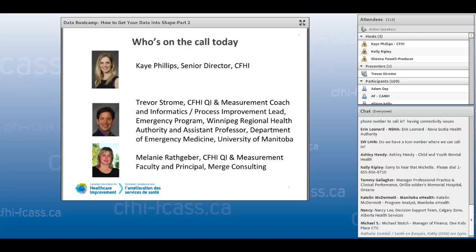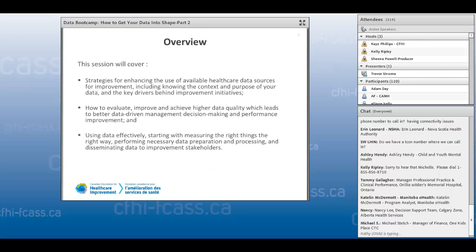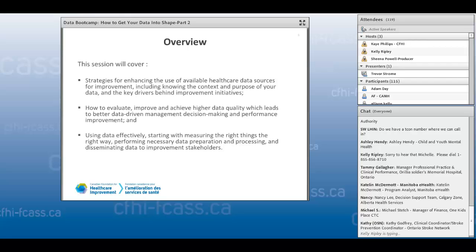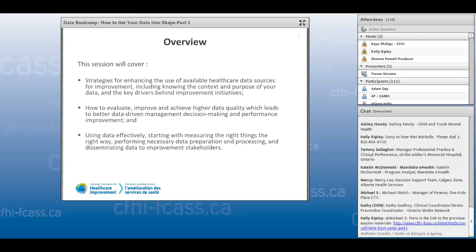Now, on today's call, we're going to continue our conversation from the first webinar in October, which focused on getting back to the basics when it comes to healthcare data for improvement. In today's webinar session, we're going to start by talking about strategies for enhancing the use of available data sources for improvement. We'll drill down into how to evaluate, improve, and achieve higher data quality, which in turn leads to better decision-making and performance improvement. And we'll introduce participants to effective ways to use data, including measuring the right things the right way, the way that data preparation and processing and disseminating data to stakeholders can be done.